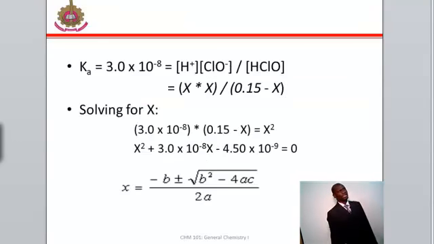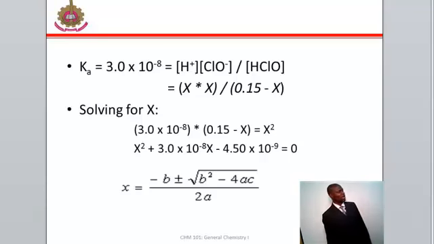Ka, we are given the value, 3 times 10 to the power minus 8. H plus and ClO minus, we have indicated them to be X, so we have X multiplied by X, and the other one, the denominator, is 0.15 minus X. A careful evaluation of this gives a quadratic equation as shown, and that quadratic equation is x squared plus 3 times 10 to the power minus 8 x minus 4.5 times 10 to the power minus 9.